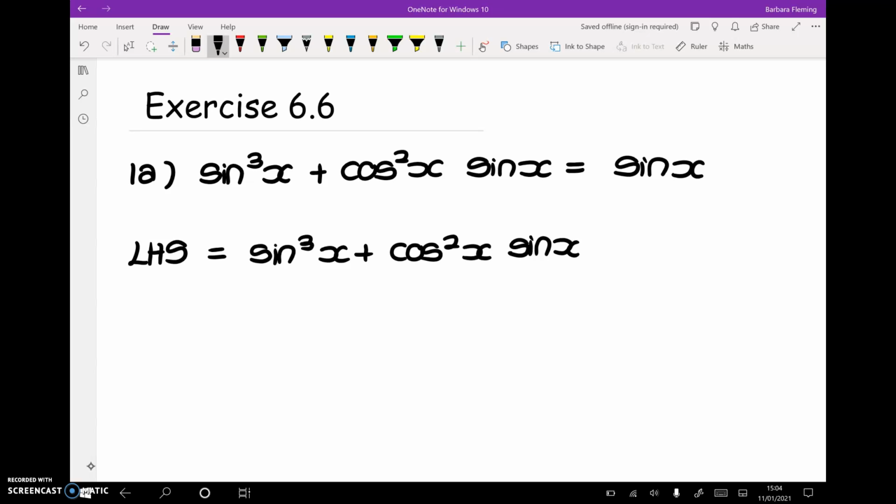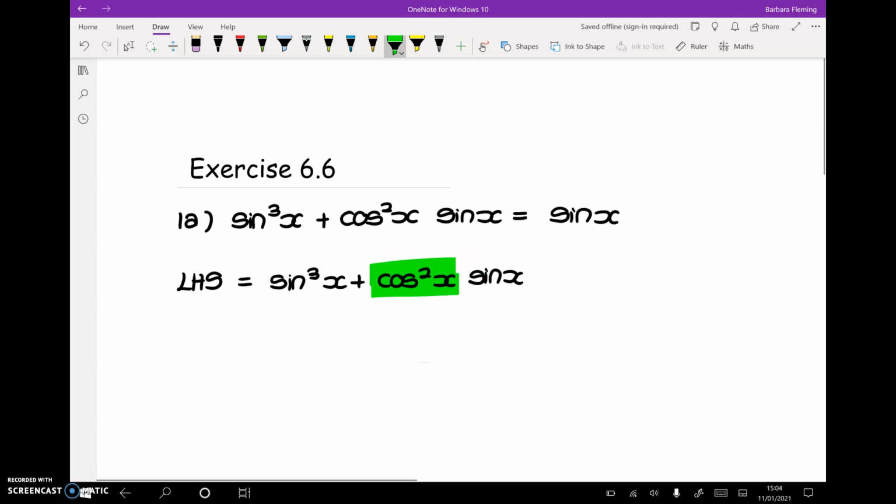So this is the way we set out proofs, so don't start trying to rearrange between the sides because we'll just get muddled. Okay, so we want to aim for sine x. I do glance at my right hand side to help me out a little bit. So ideally, I don't want to have any cosines in my expression. So I need to think about my identities.